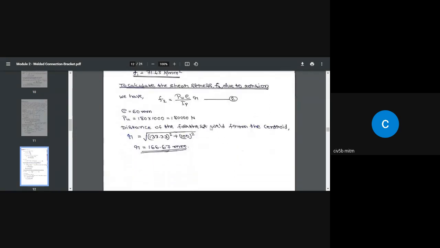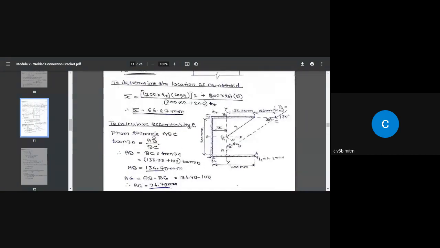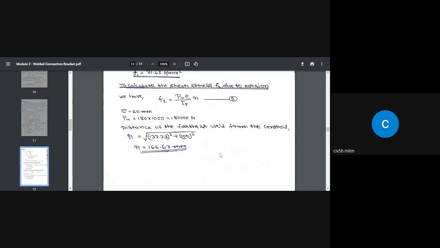Next, to calculate the shear stress F2 due to torsion or twisting moment. PU is known. E we calculated here. If you wanted, you could have moved this under the F2 calculation, but I calculated it already above. So E is known. Next, R can be calculated by looking at this figure, the way we did for the previous example. Once x bar is known, can we not find the R value here? That is also done here, which is equal to 166.67 millimeter.